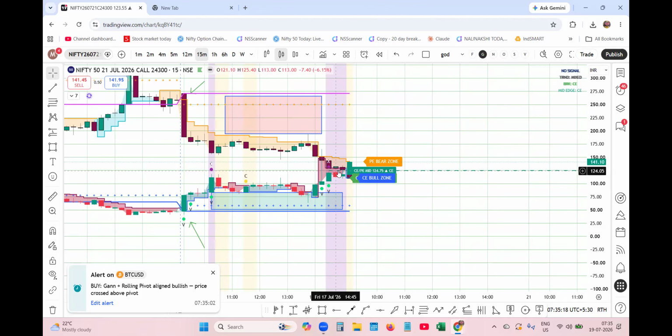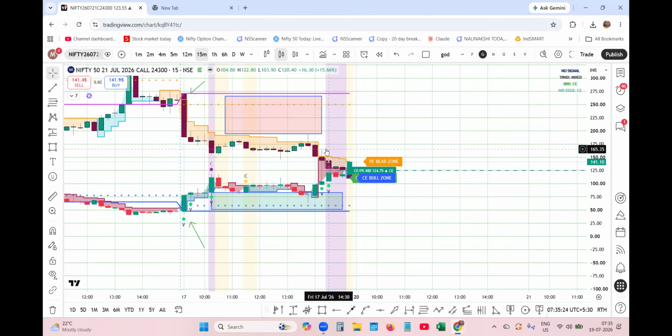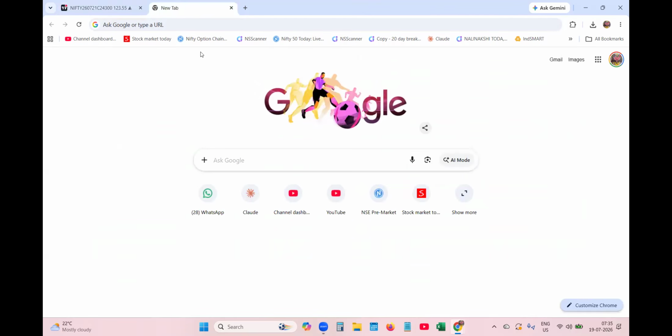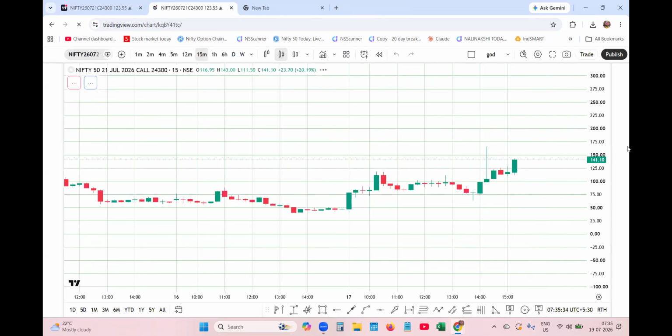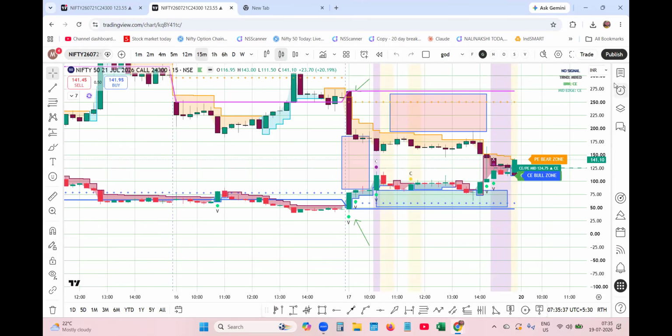You might have seen in the market... I'll take you to the underlying chart. Let me zoom it, duplicate and show it to you. Underlying chart, let me apply the underlying chart.